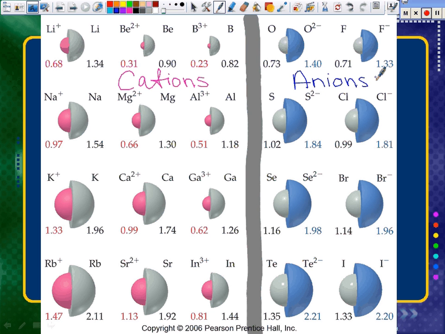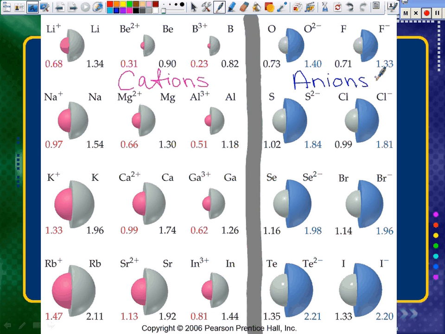Okay? So notice what's happening. The gray orbs are their size when they're normal, just the regular old neutral self. The colored orbs are when they have become ions, when they're changing. So notice the purple side. What is happening from the gray to the pink? What happens to the orb? It gets smaller. Why is it getting smaller on the atomic level? It's losing an electron.